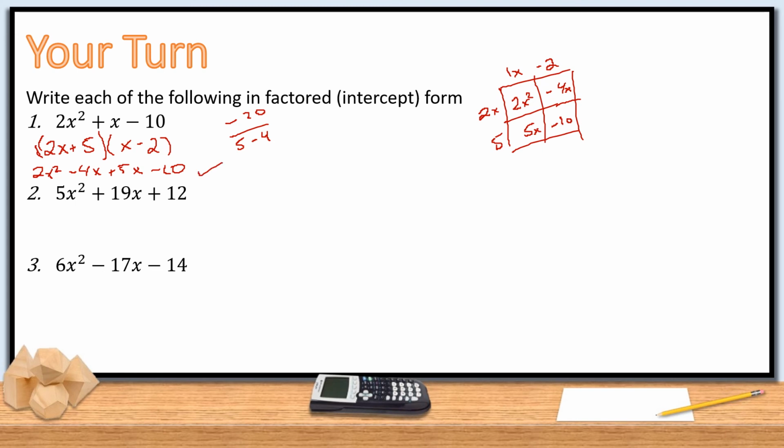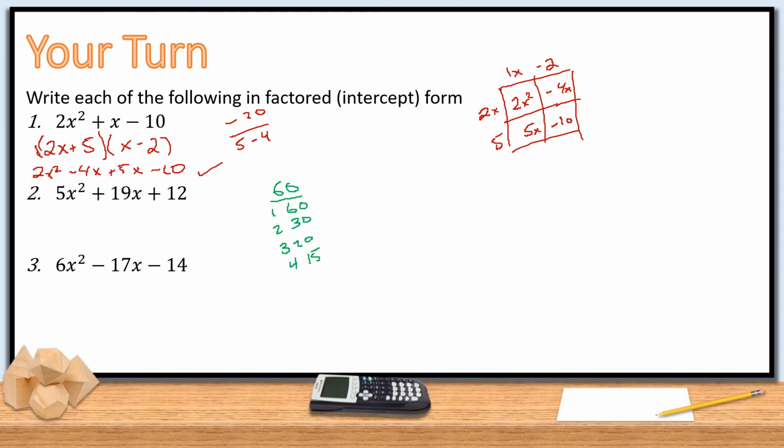So check your work. We know that's something we want to focus on. Second one, 5 times 12 is 60. So factors of 60 that add up to be 19. So we've got 1 and 60, 2 and 30, 3 and 20, 4 and 15. There's my factors, 4 times 15.